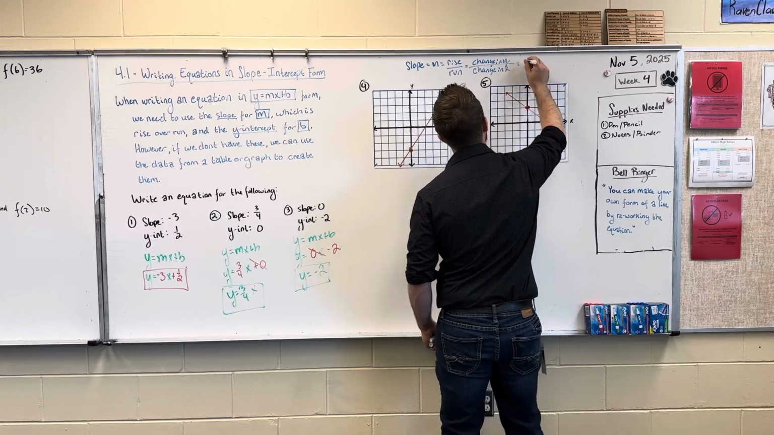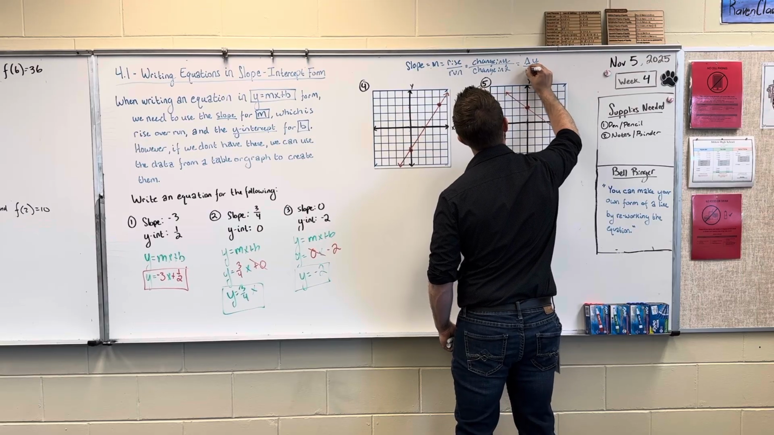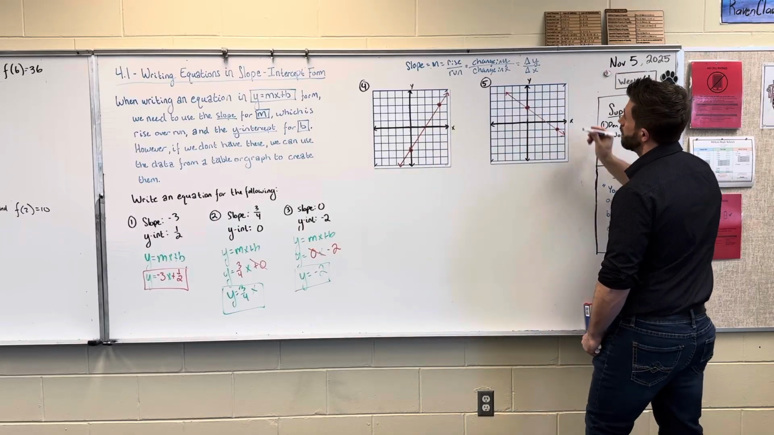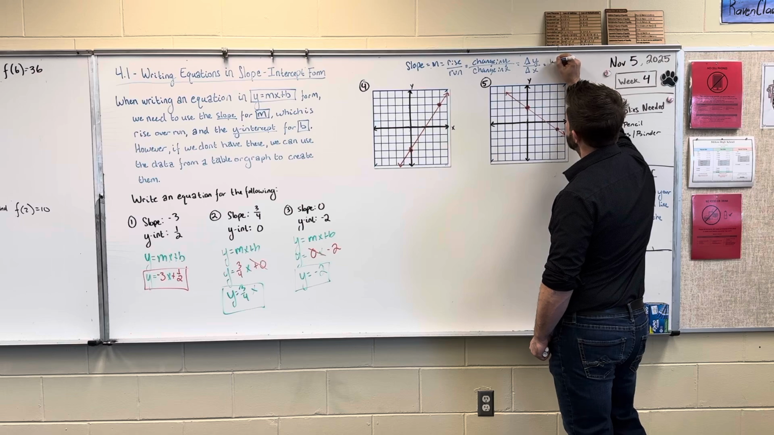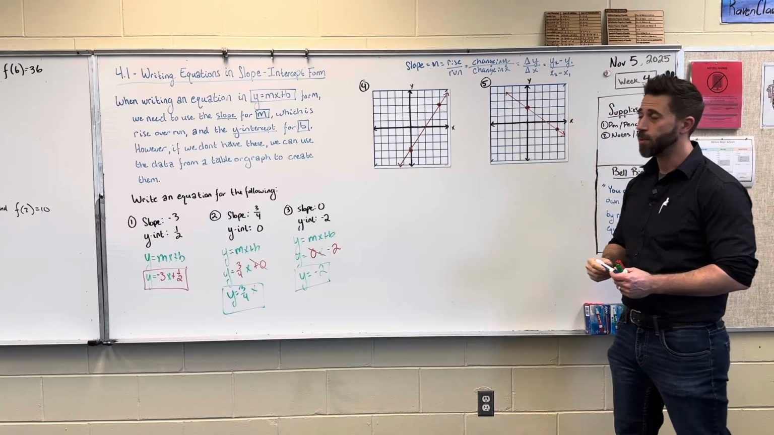Now the change in y we write as a delta. So change is delta. Big change, big delta. So big delta y, big delta x for the change in x. There we go. And if I wanted to do it with coordinates, I would say y2 minus y1 over x2 minus x1, because it's the difference or the change between any 2 points.